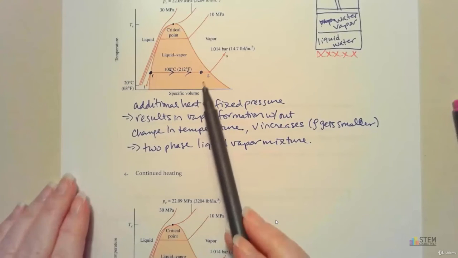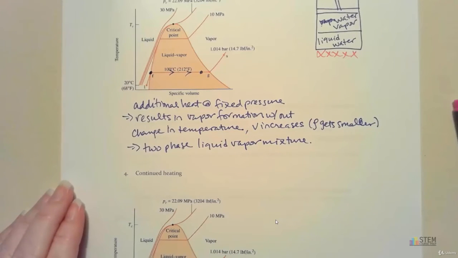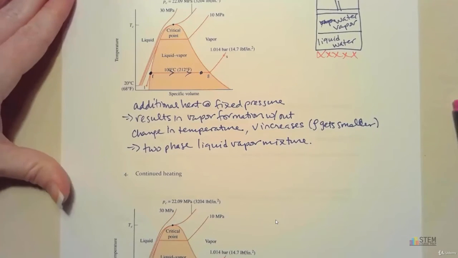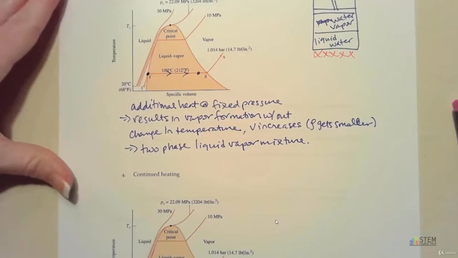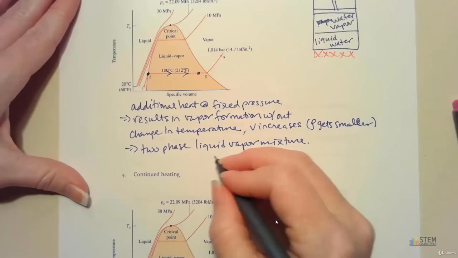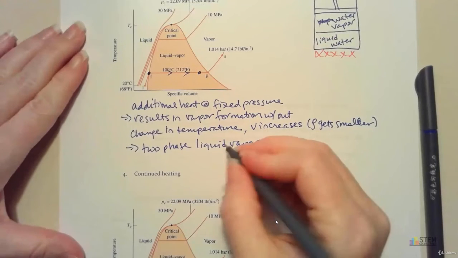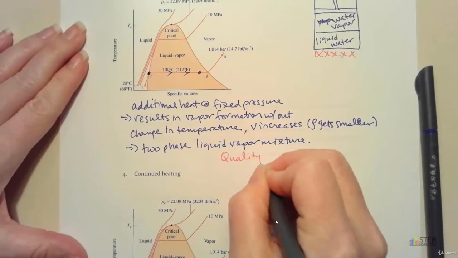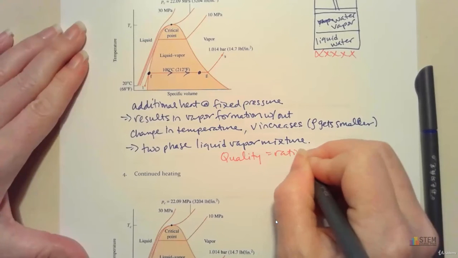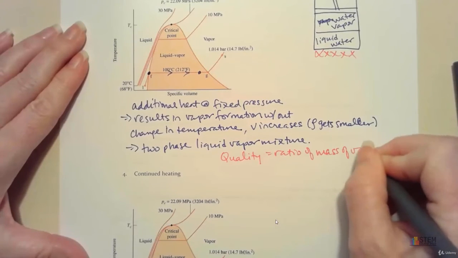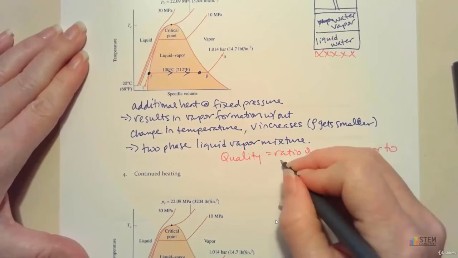Now, we have a term that we use to calculate how much vapor we've got relative to the total mass. That's going to be called quality. So let's put that right here, and just to separate it out, I'll use a different color. That way it'll be easy to tell what goes with what. So quality is going to equal a ratio of mass of vapor to the total mass.